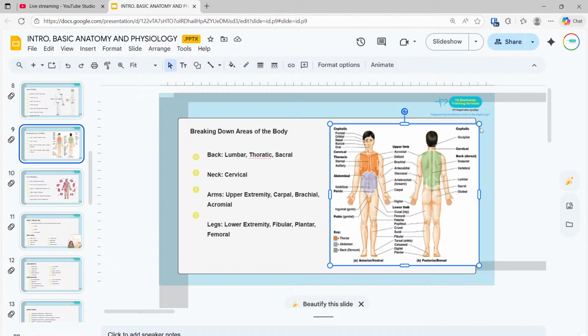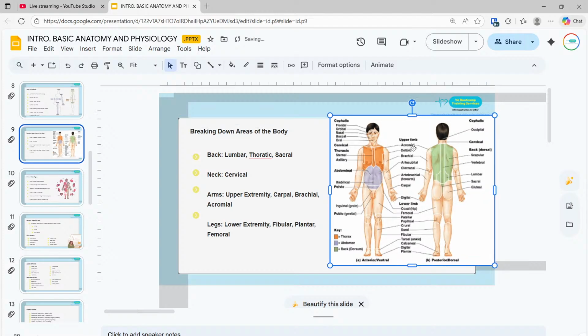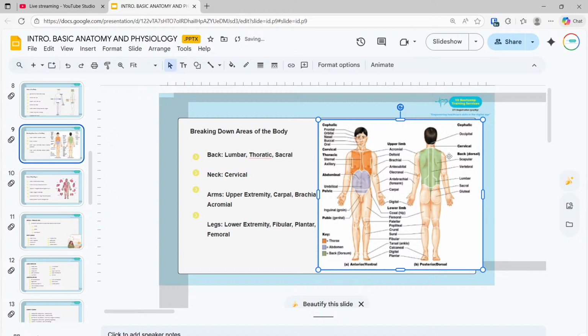Okay, so let's try to make it bigger so that you can see it. Let's check this figure on the right side. If you can see here, we have cephalic. The cephalic side, we have occipital, cervical, okay? And then we have scapular here on the shoulder blade, vertebral, this is the vertebral column. We have lumbar on the waistline, sacral, and gluteal.